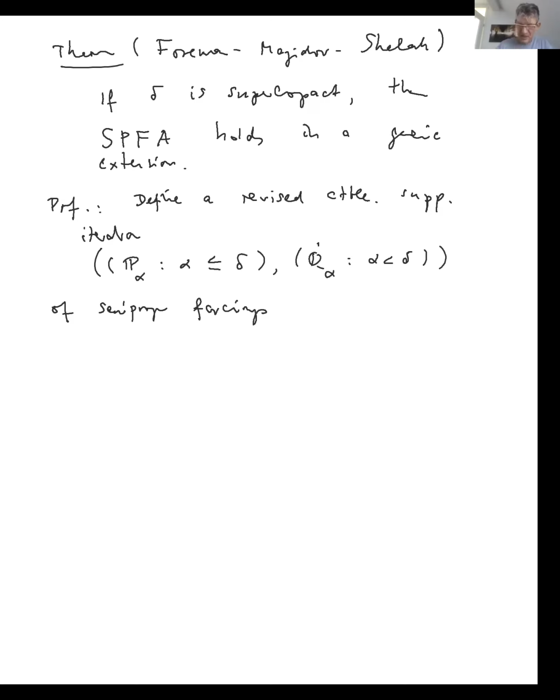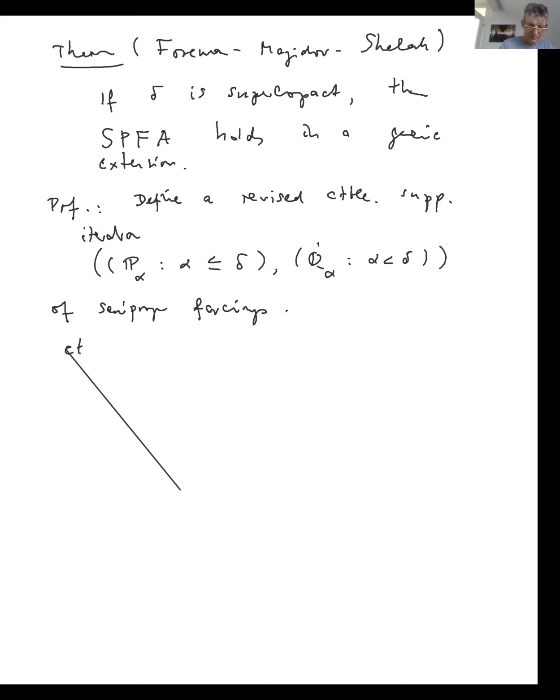So what does it mean to be an iteration of semi-proper forcings? This is exactly like in the hypothesis of the second iteration theorem of Schindler. What we really want is that for every alpha less than delta, P alpha forces that Q dot alpha is a semi-proper forcing, right? Then by the iteration theorem, we will know that P sub delta is actually a semi-proper forcing. So how do you pick the individual forcing? This is where the Laver function guides you.